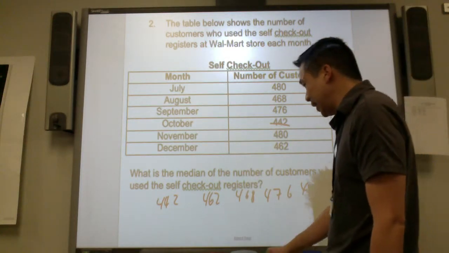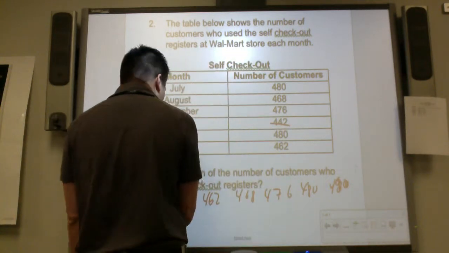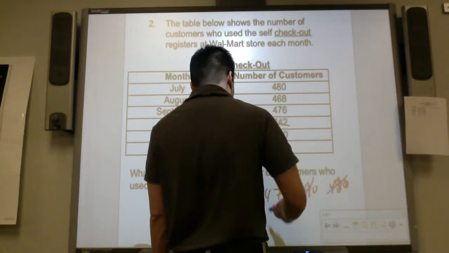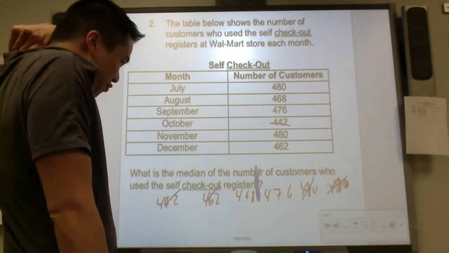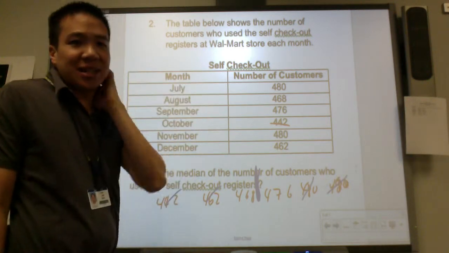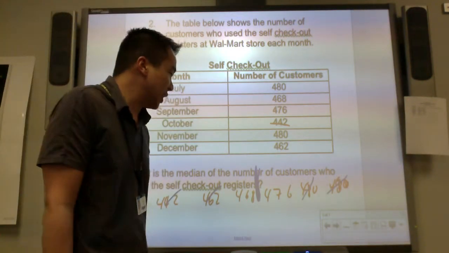So which one will be in the median or halfway point? Oh no, it's right here. It's between 468 and 476. Some kids can guess. Some people can guess and actually get it.